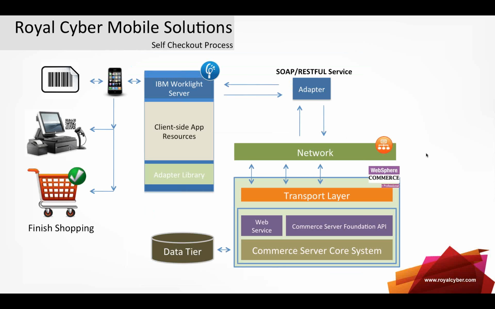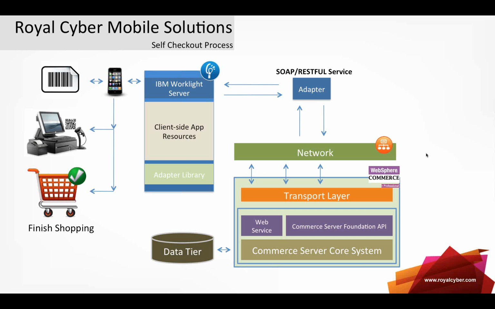Okay, so this screen here gives you a very high level. This is more of an architectural diagram, so I'm not going to spend too much time on it, but this gives you a holistic view of what elements play a role in the self-checkout process, and what we are using to make this happen.